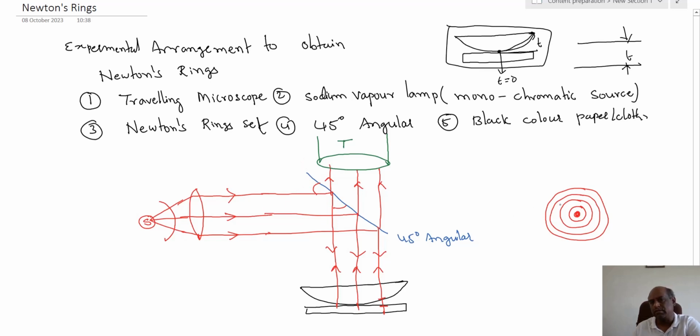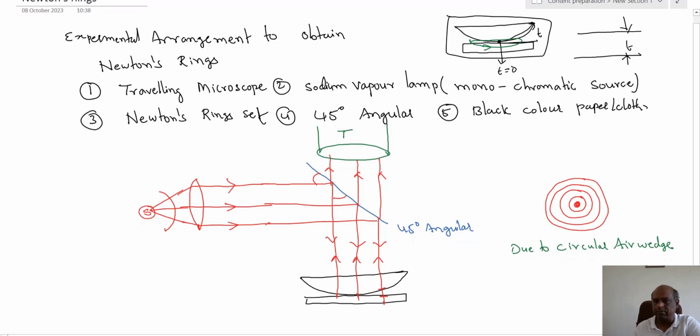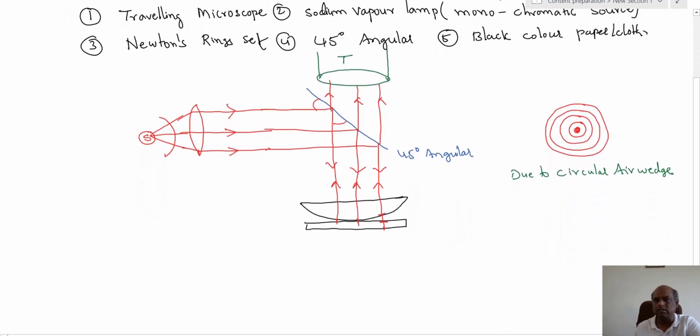Question 1, what we want to answer here is why the Newton's rings are circular in shape. If you see this Newton's rings set, there is only one point of contact where the thickness of the air film is 0, and around 360 degrees we have air surrounding it. So the simple reason why we are getting circular fringes in Newton's rings is due to the circular air wedge. Due to the circular air wedge we are able to get these circular rings only.